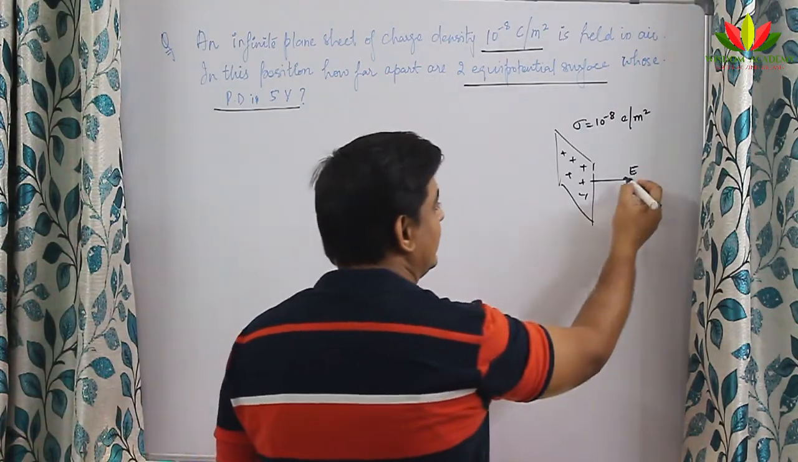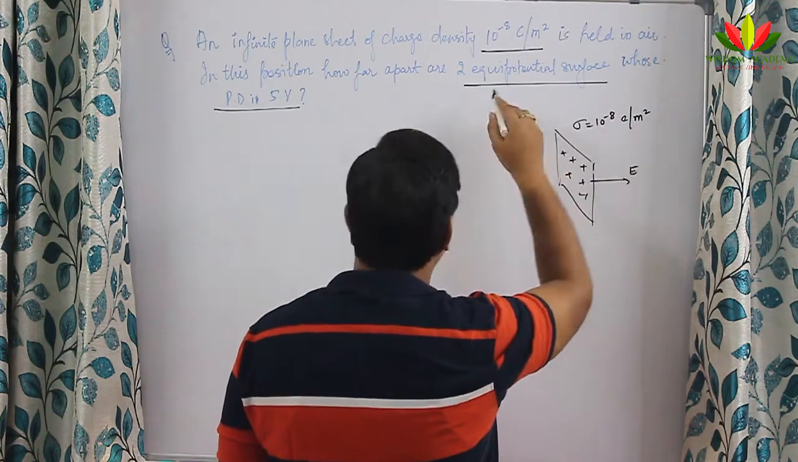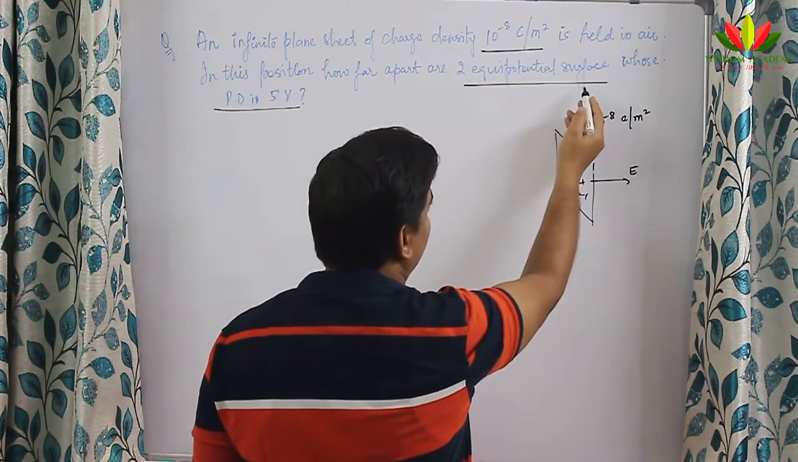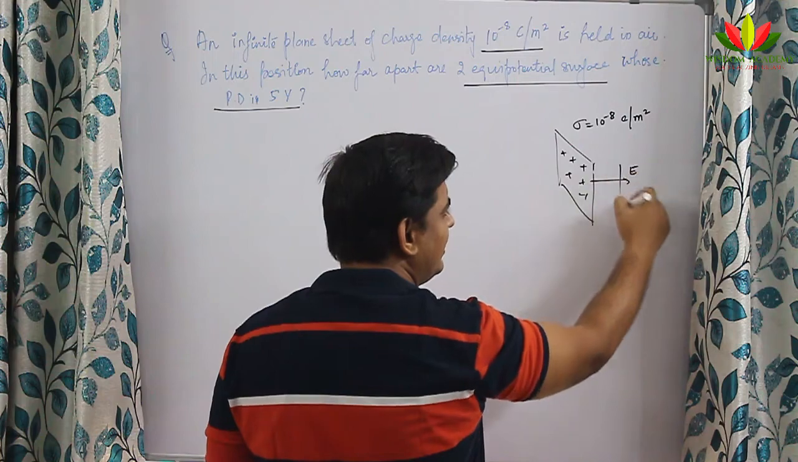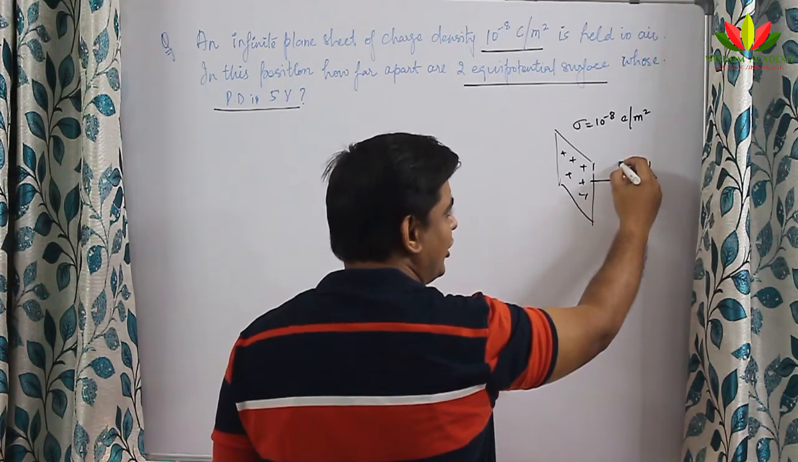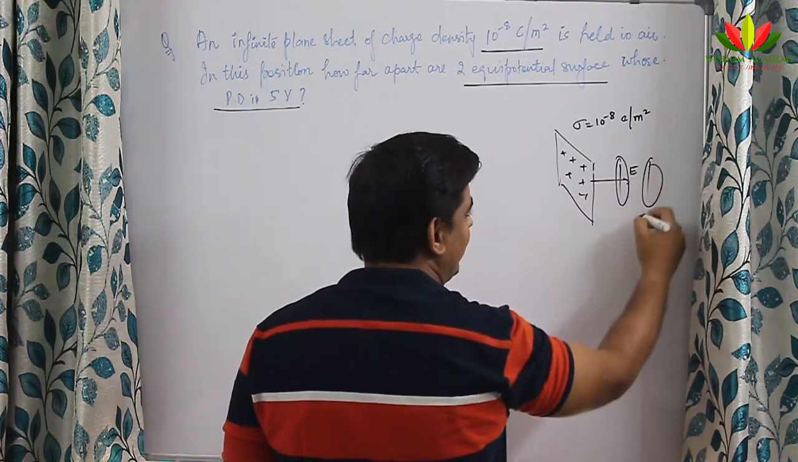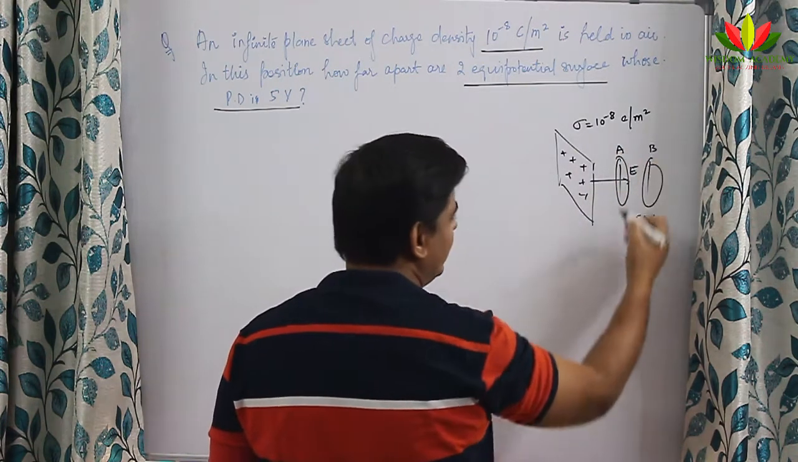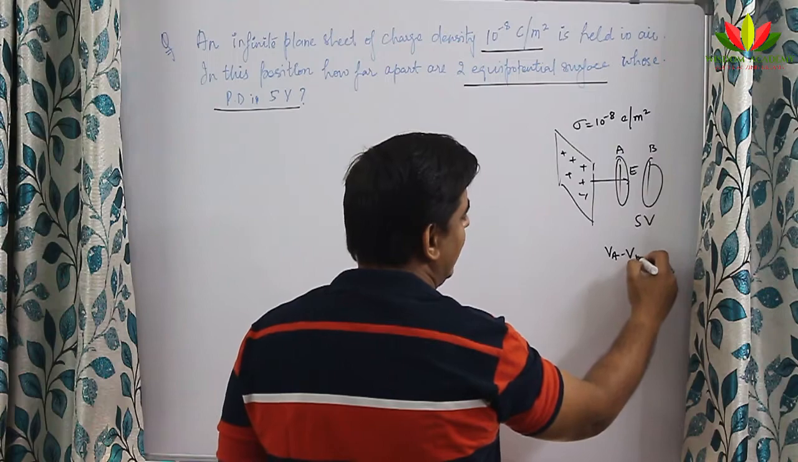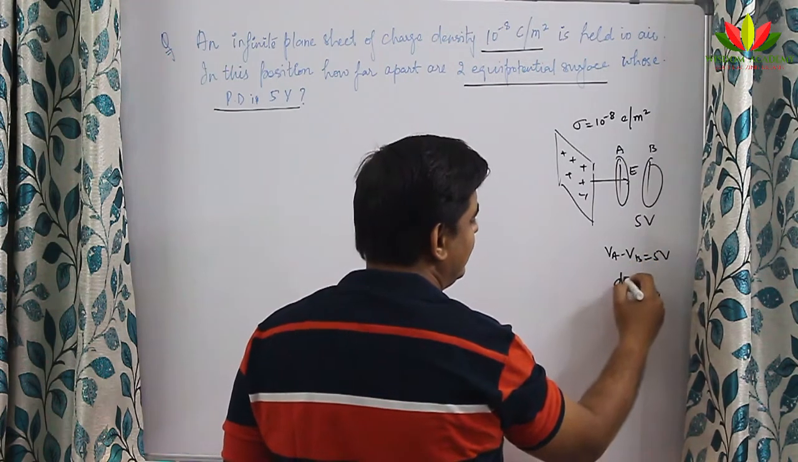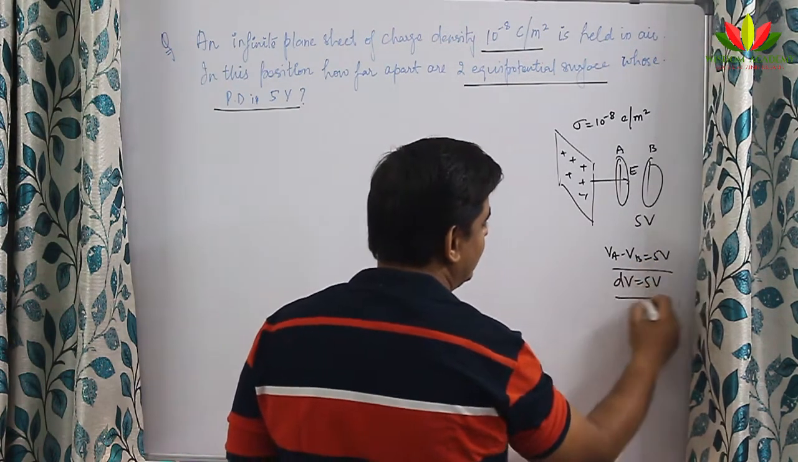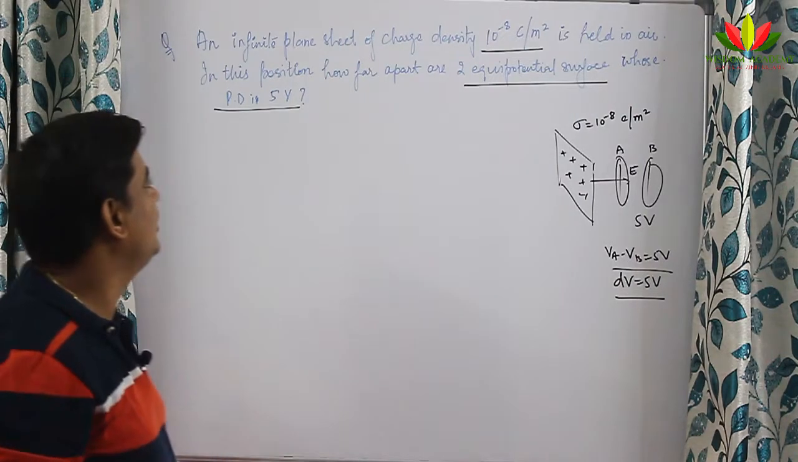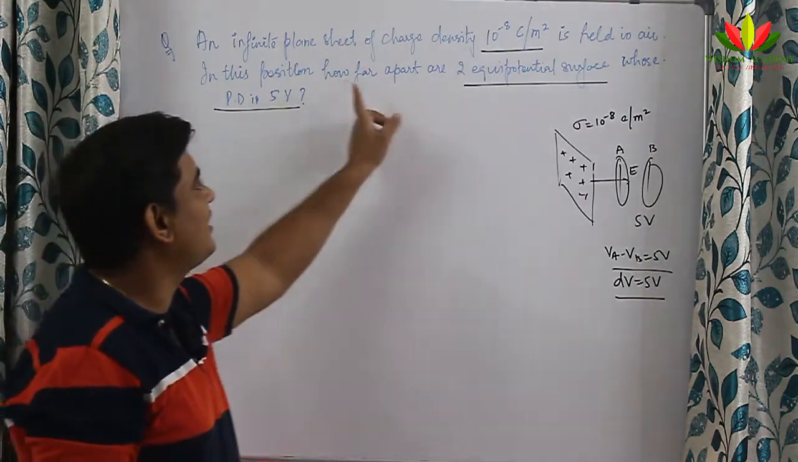So they are saying two points, two different equipotential surfaces. That means let one be here, let one be here, and they have given the potential difference of these two as 5 volt. So the potential difference of, suppose this is plate A and this is plate B, they have given the value of VA minus VB, and that is equal to 5 volt, or I can say dV is equal to 5 volt, right? Now what you have to find? You have to find how far apart they are kept.